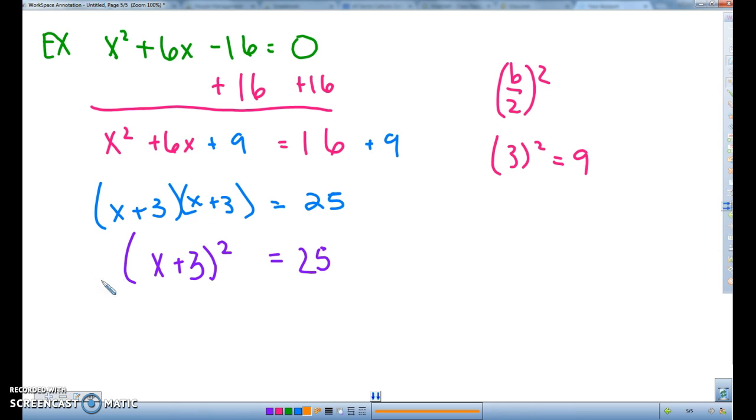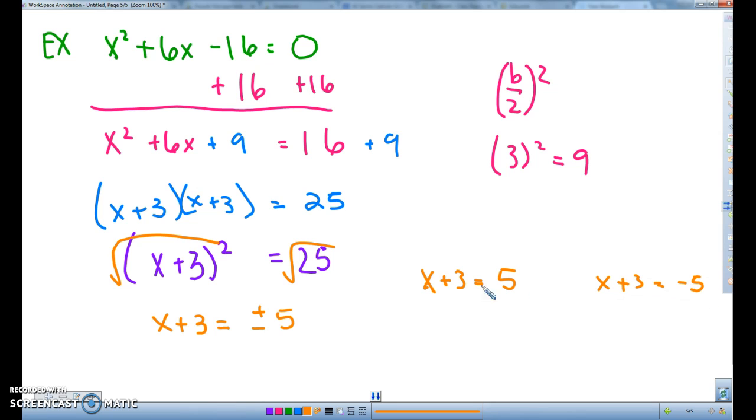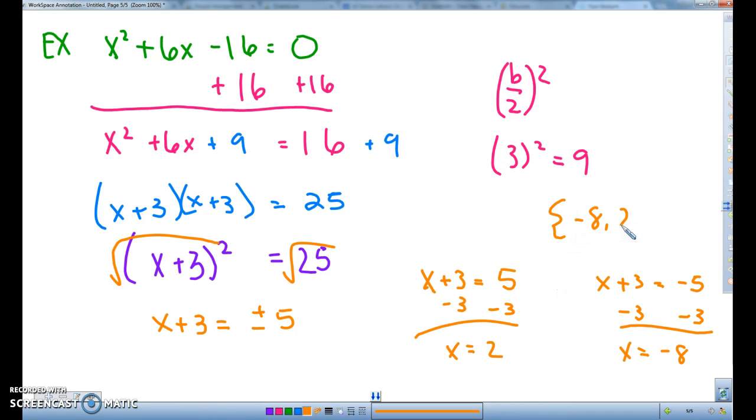And if I look at that they're both squares of something. So I can take the square roots. That gives me x plus 3 equals plus or minus 5. And then I can do my two cases. x plus 3 equals positive 5. And x plus 3 equals negative 5. And I can solve from there. Okay, so I would get negative 8 and 2 as my solution set.